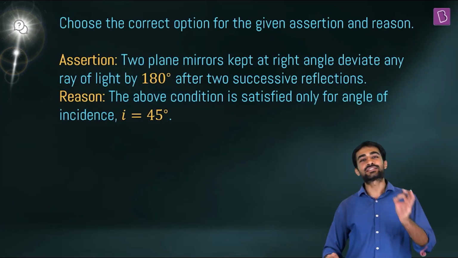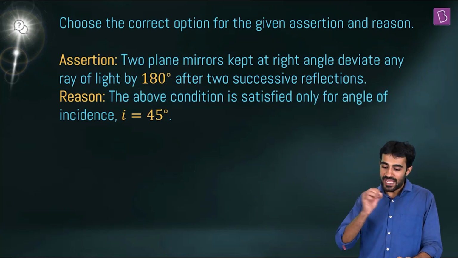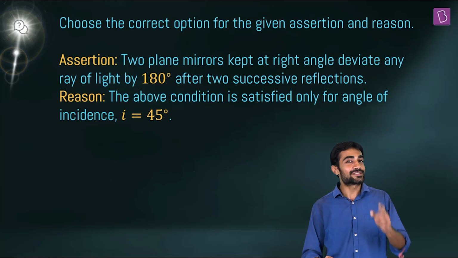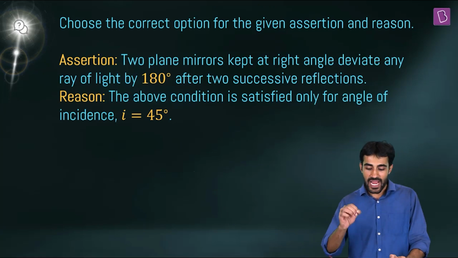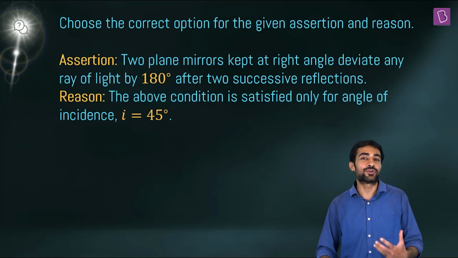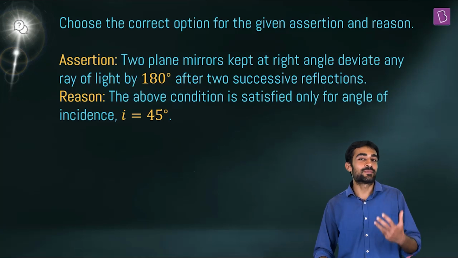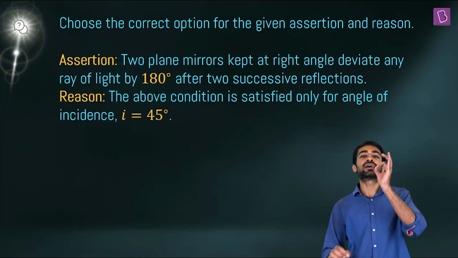Now let's read our first statement, whether it is true or false. Assertion: two plane mirrors kept at right angles deviate any ray of light by 180 degrees after two successive reflections. Is this statement true? What does this statement say? We have two plane mirrors at 90-degree angle with each other.